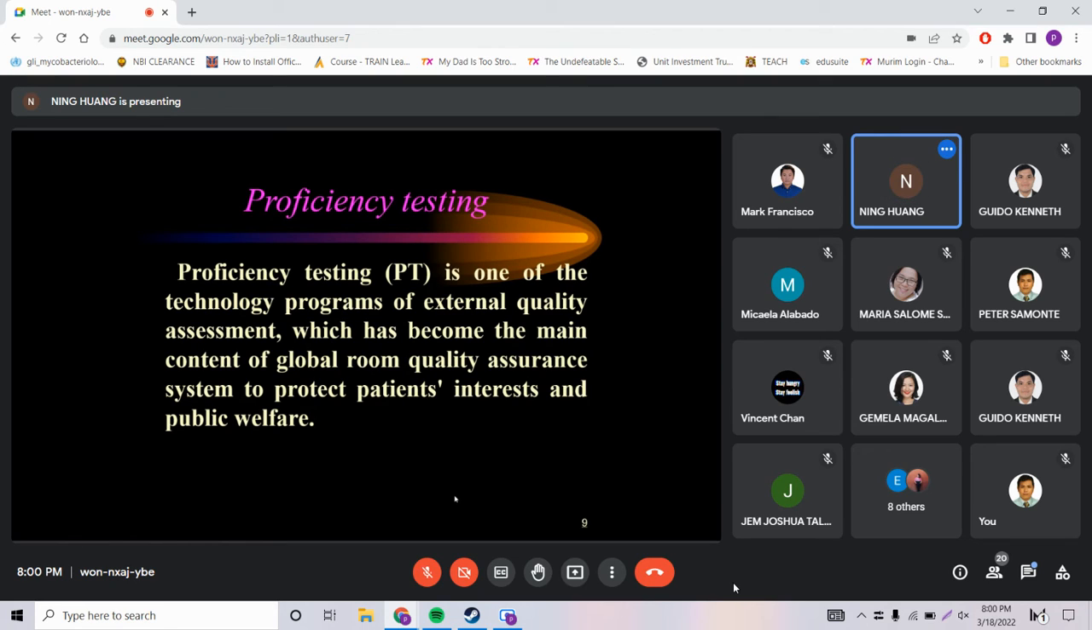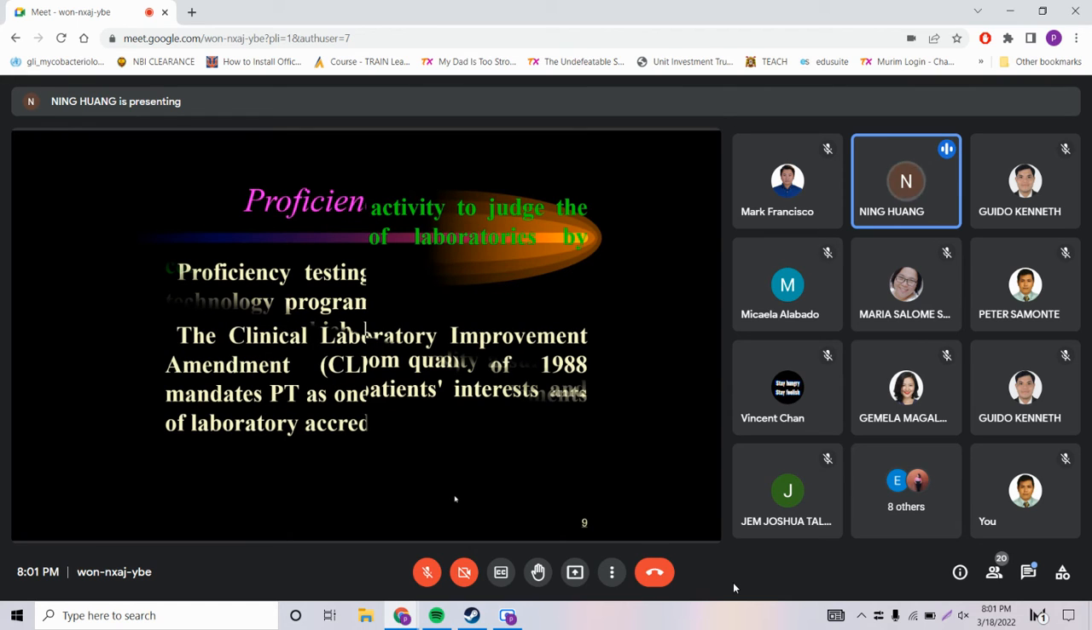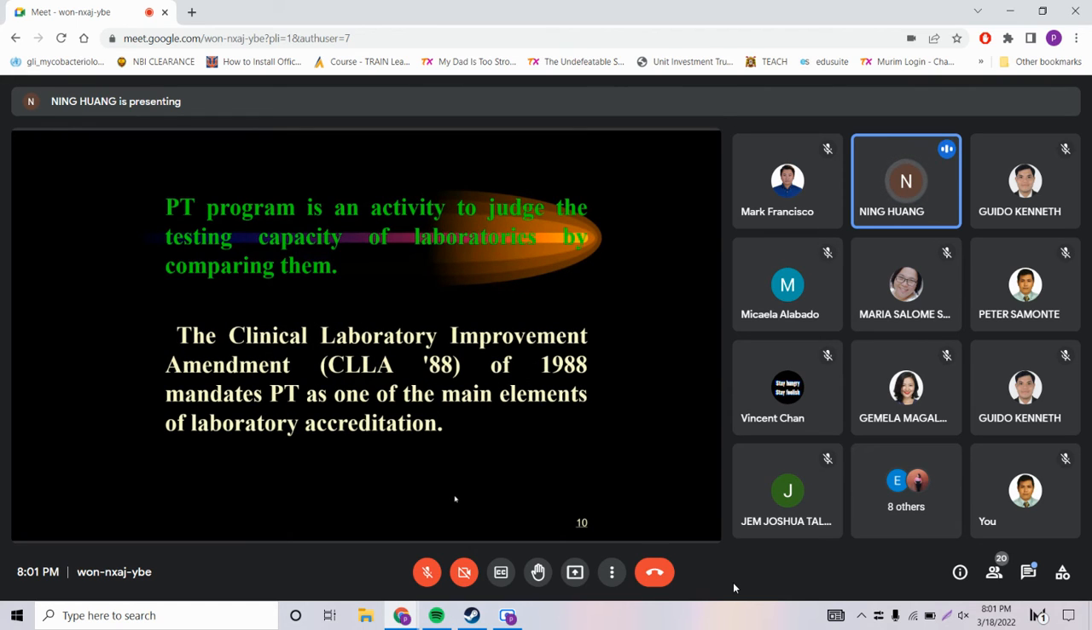Proficiency testing. Proficiency testing, or PT, is one of the technology programs of external quality assessment, which has become the main content of global quality assurance system to protect patients' interest and public welfare. PT program is an activity to judge the testing capacity of laboratories by comparing them. The Clinical Laboratory Improvement Amendment of 1988 mandates PT as one of the main elements of laboratory accreditation.